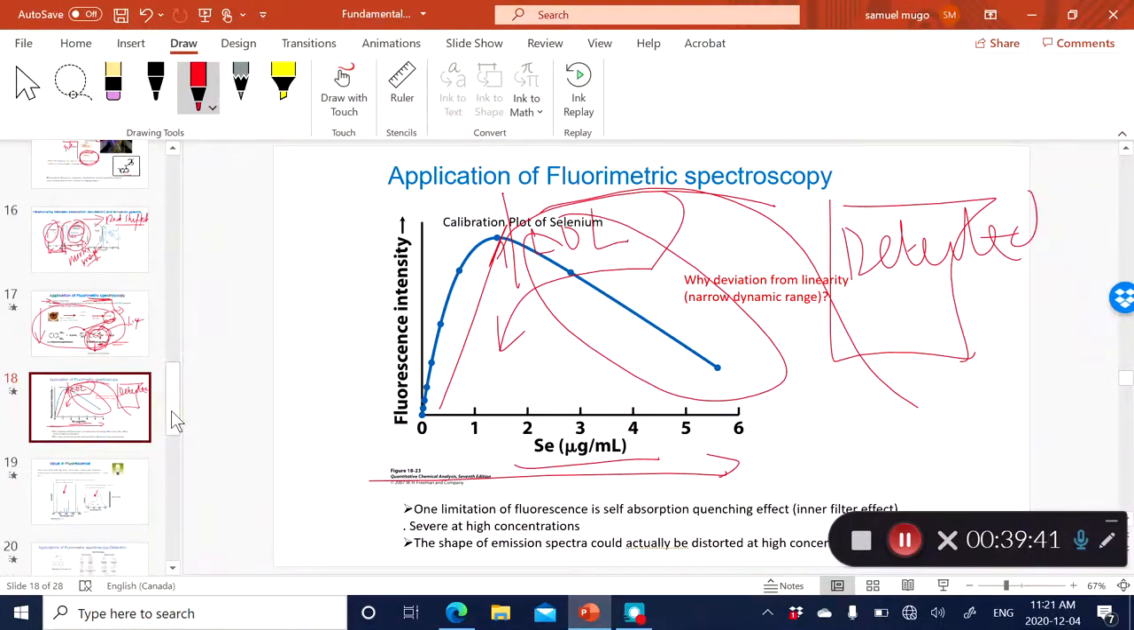So self-absorption is a common problem with fluorescence spectroscopy, which limits the dynamic range. Self-absorption is a big problem. So of course, you can see the solution to this problem is dilution. You can only analyze low concentration samples.